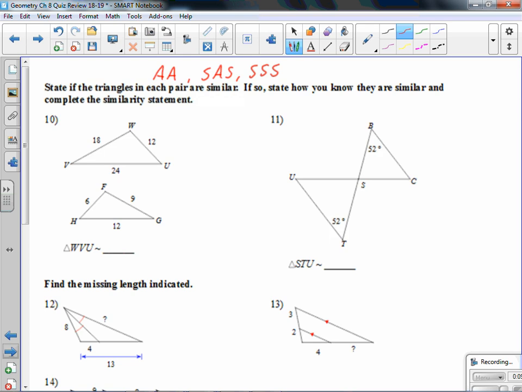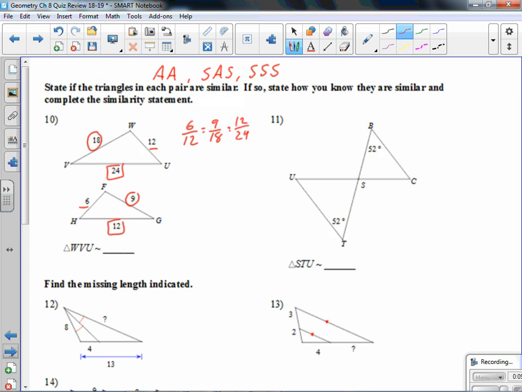Which if we look at 10, we have no angles given to us, but we have 3 side measures. So we're going to check it for side, side, side. So checking to see if all 3 sides are proportional. So I can get 6 over 12. And then that will match up with 9 over 18. And then that will go with 12 and 24.